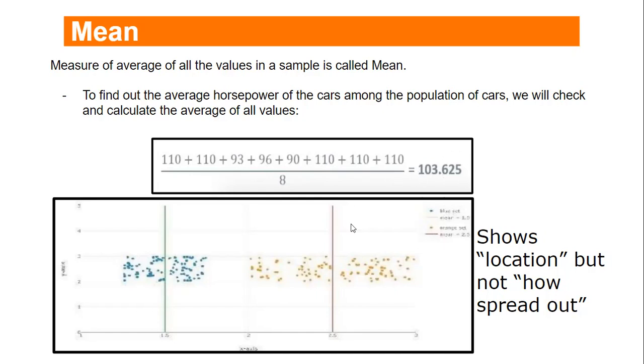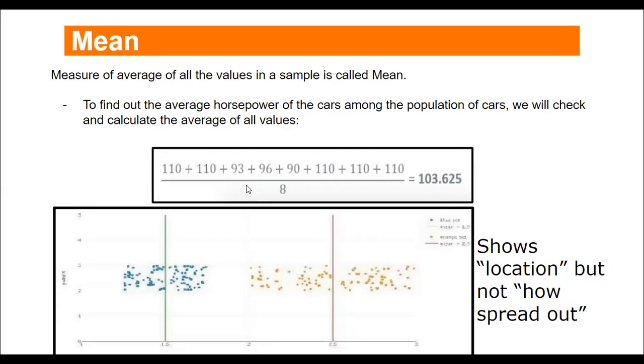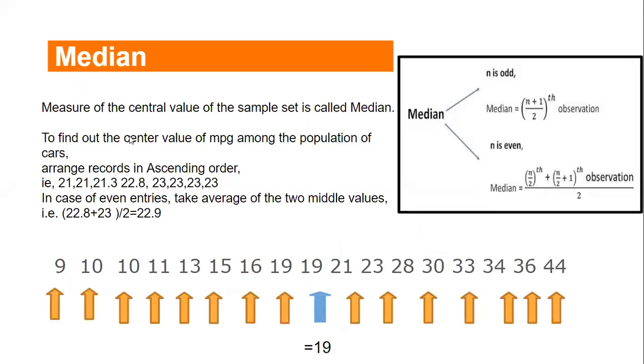So you can see through this what is actually happening: it is giving us information about the location. This is the mean for this data, and this is the mean for this data. For the blue one it's 1.5 and for the orange one it's 2.5. That's fine, but how it is spread out, like how far each observation is from this mean, we don't know, right? Correct.